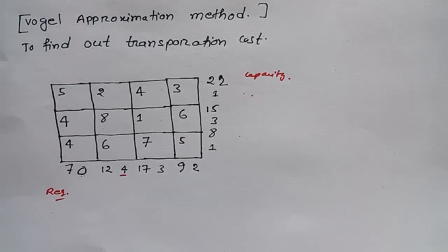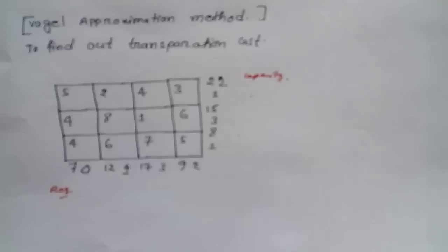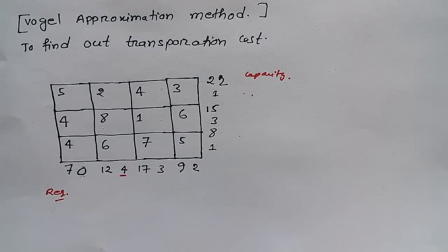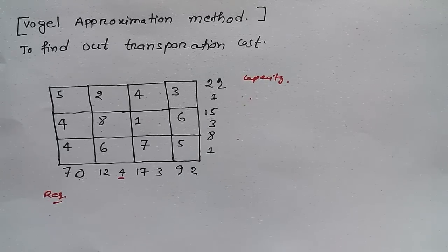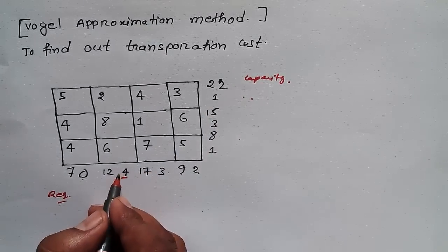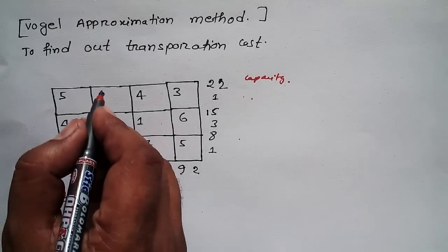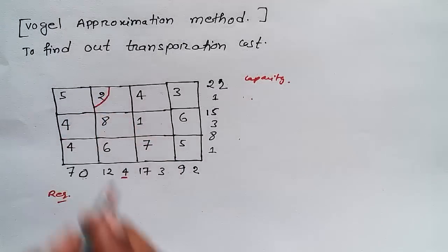We already have these given in the question. This is capacity and this is requirement. Requirement is also known as demand. I hope you understand this. Now let's move to the next part. We have capacity, we have requirement, and we got the maximum value here. Now we need to find the minimum cost, that is 2. Let me just make this curve.